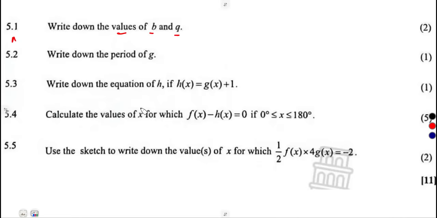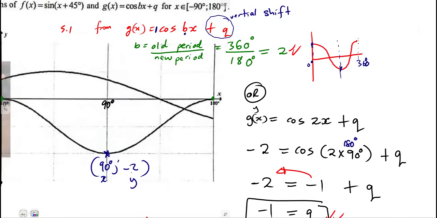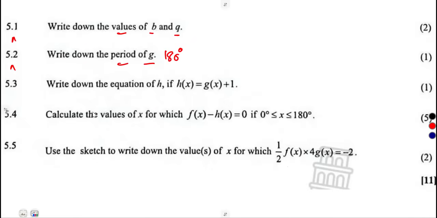Let's move on to another question. Write down the period of g. Remember, we already talked about this here. The new period of g is 180 degrees. So there, guys, we already talked about this. Then 5.3, write down the equation of h if h(x) is equal to this.